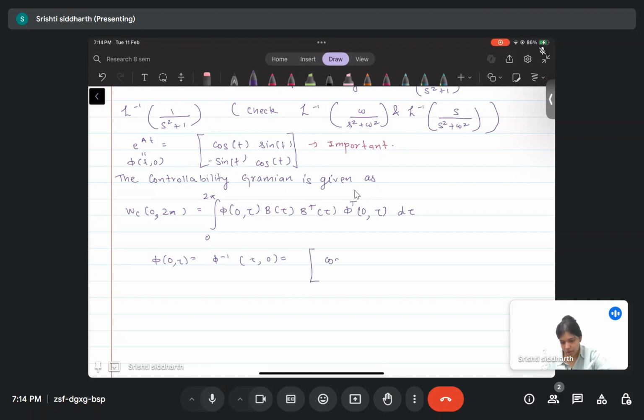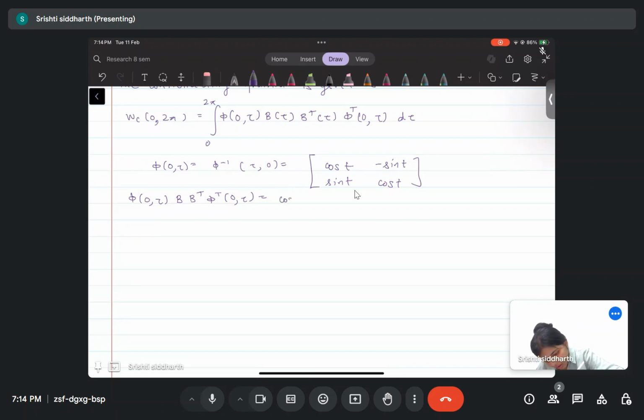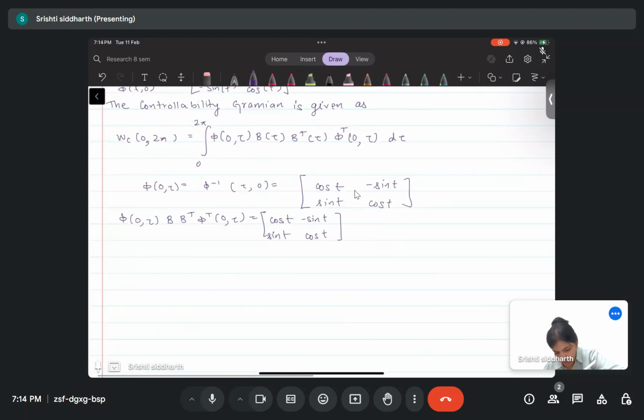This one, we just have cos of P and then minus of phi, B transpose and phi transpose. So let's compute this quickly. Cos t minus sin t, sin t cos t, and then B is 0 1, and then transpose.